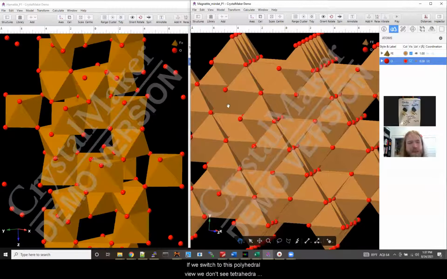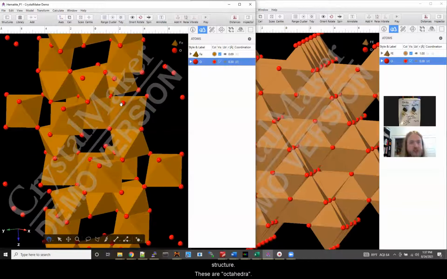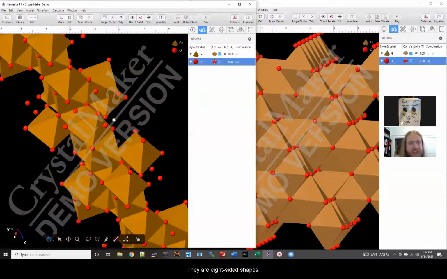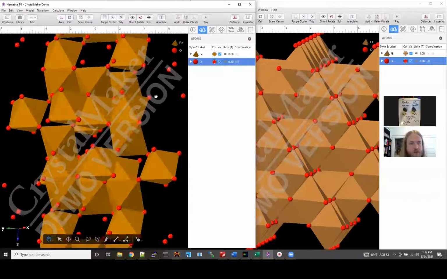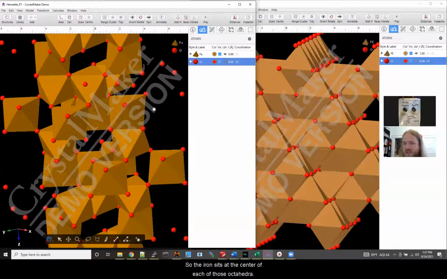If we switch to this polyhedral view, we don't see tetrahedra anymore, at least in the hematite structure. These are octahedra. They are 8-sided shapes, triangles all around. And so the iron sits at the center of each of those octahedra.